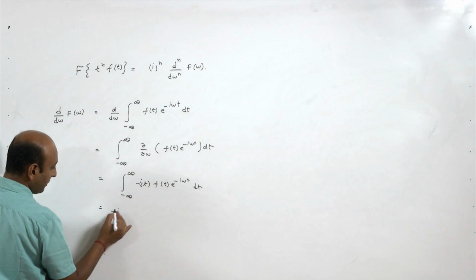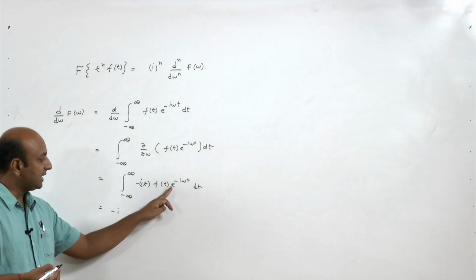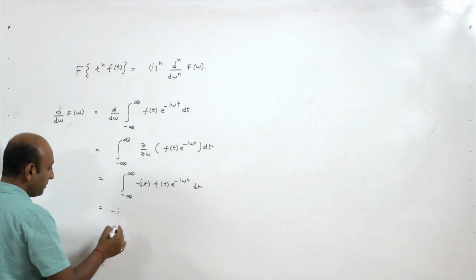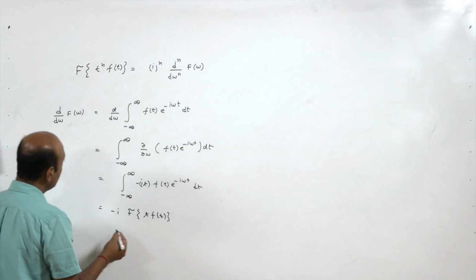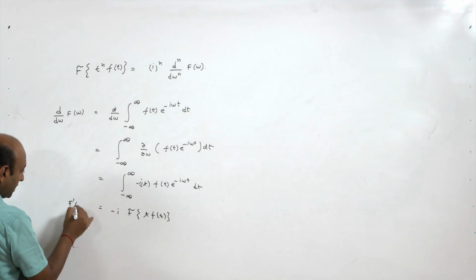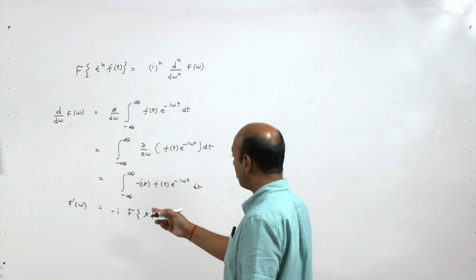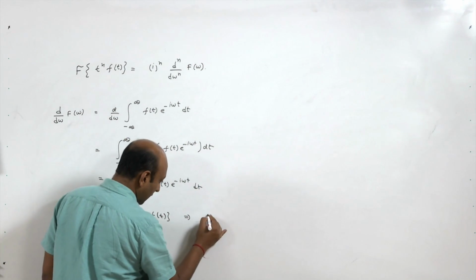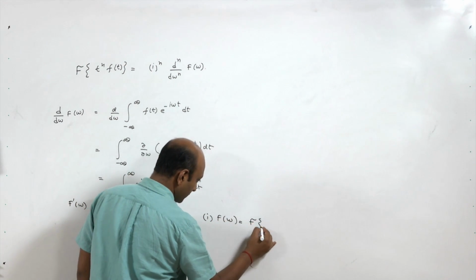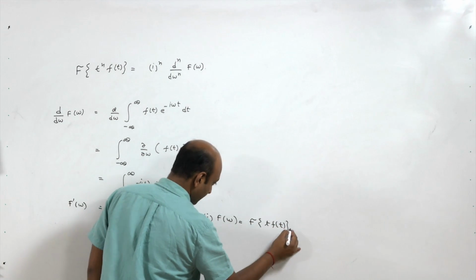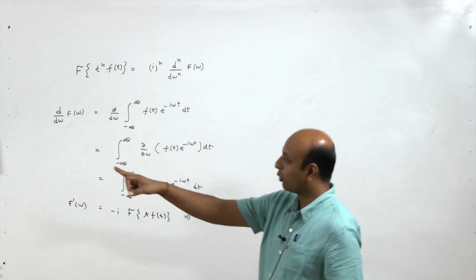Now, minus iota will come out, and this is nothing but t f t e to the power minus iota omega t, that will be nothing but the Fourier transform of t f t. So, therefore, f dash omega will be nothing but this expression. Now, when you multiply with iota both the sides, iota f dash omega will be equal to the Fourier transform of t f t. So, hence the Fourier transform of this is nothing but this expression for n equal to 1.